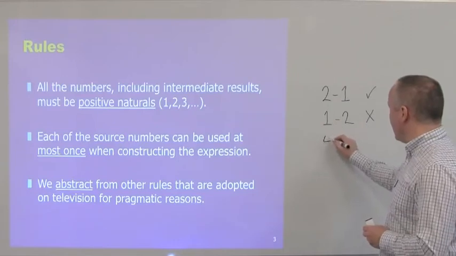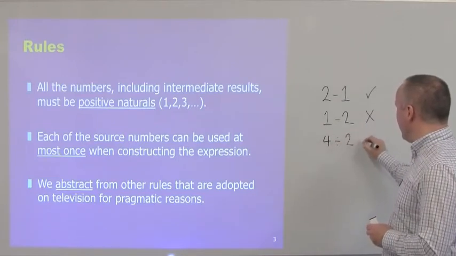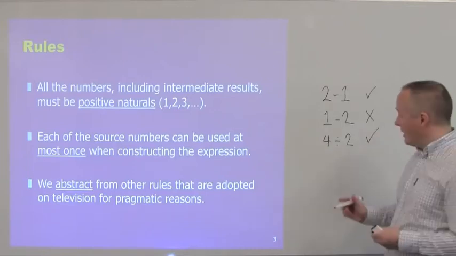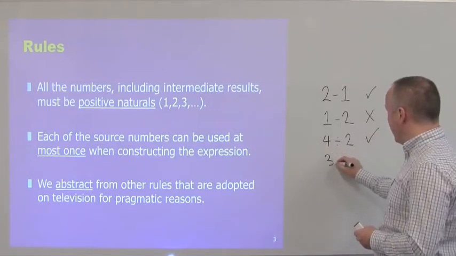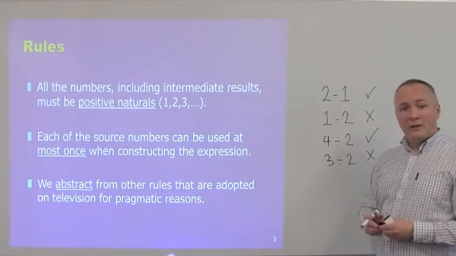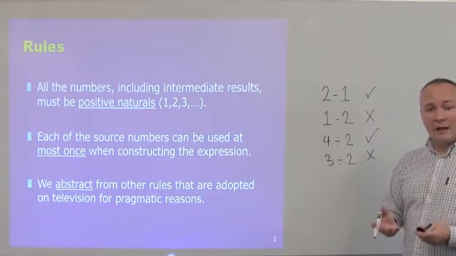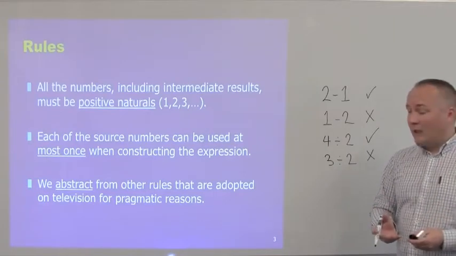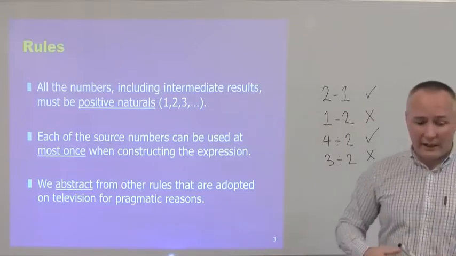Another example would be if you do 4 divided by 2. That would be okay because the result is 2, which is a positive natural number. But for example, if you did 3 divided by 2, that would not be okay because the result is a proper fraction. So again, no negative numbers, you're not allowed to use 0, and you're not allowed to use proper fractions.